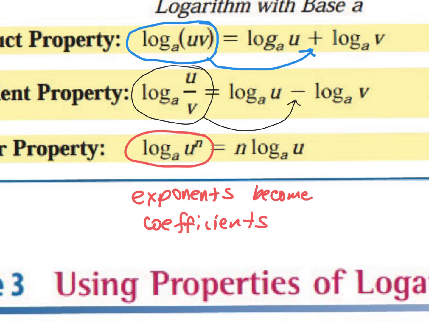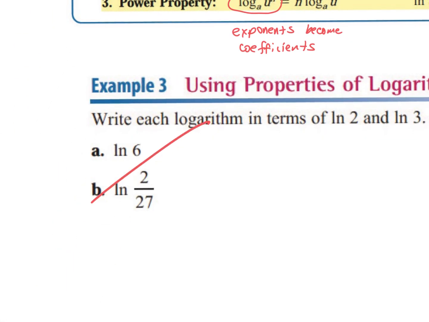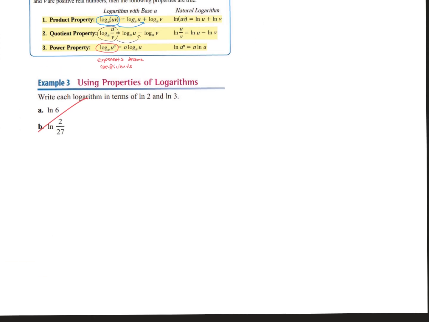So if you're smushed together and you're pulling apart, your multiplication becomes addition, division becomes subtraction, and exponents become coefficients. If you're already pulled apart and you're smushing together, then your addition becomes multiplication, subtraction becomes division, and coefficients become exponents. So let's do a couple of these. Don't worry about these. Let's go to the next.